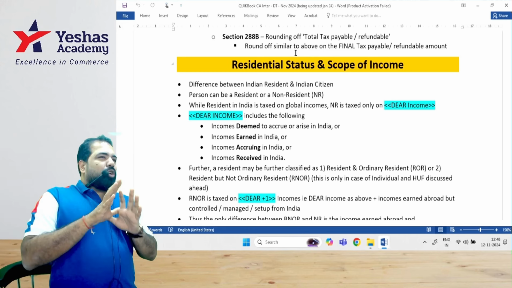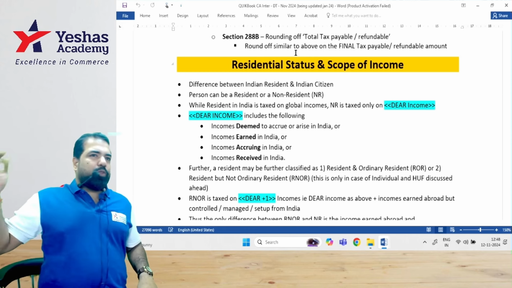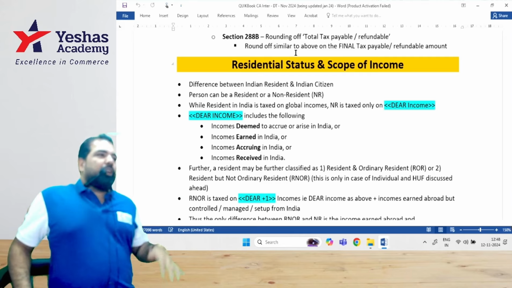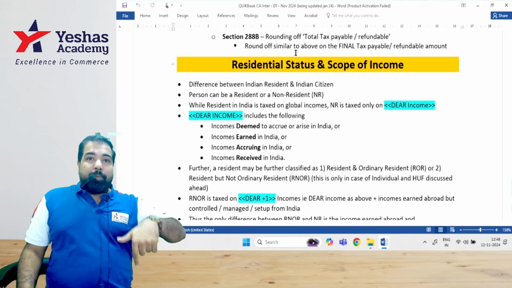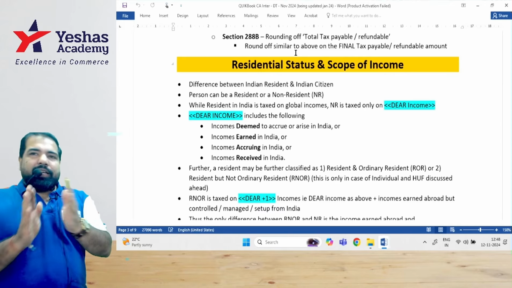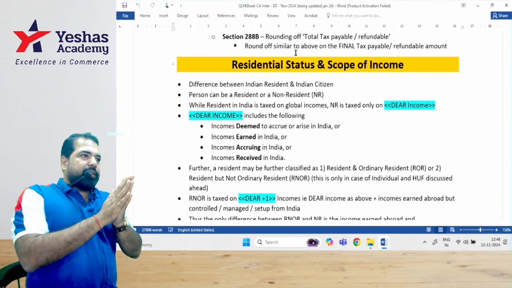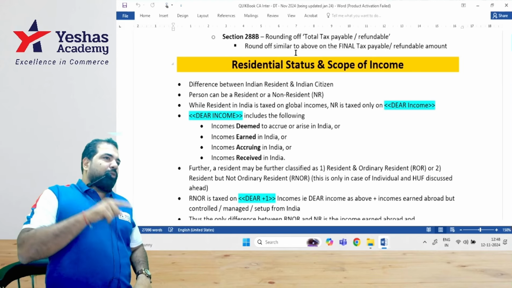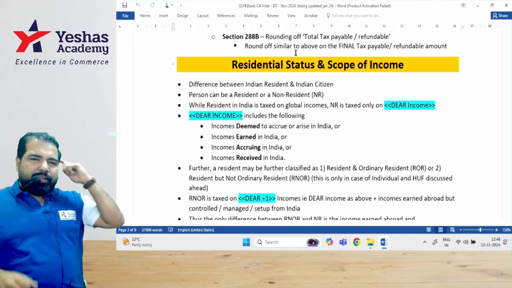Let's talk about first 6.2, 6.3, 6.4. Get them out, then go to 6.1. 6.2 is for if your HUF is controlled or managed from India, whether partly or fully. As long as you see the word India, it is a resident. Otherwise, it will be a non-resident. It can be further bifurcated into ROR, RNOR, but we'll talk about it later.